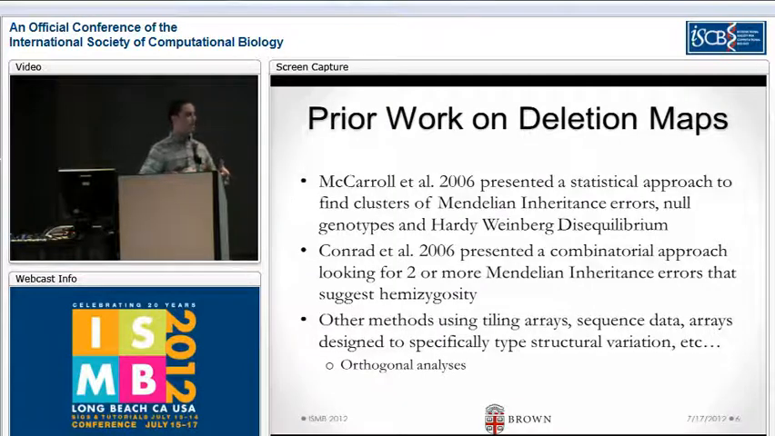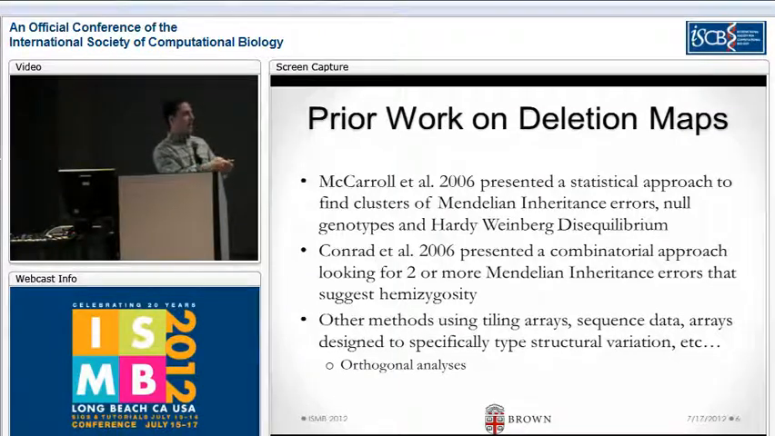There has been considerable work on deletion maps, so constructing the set of all deletions in genomes. In 2006, there were concurrent papers in Nature Genetics. McCarroll et al. presented a heuristic statistical approach to find clusters of Mendelian inheritance errors, null genotypes, and deviations from Hardy-Weinberg equilibrium. These three conditions would suggest that there was a deletion in that set of SNPs. Conrad et al. in 2006 presented a more combinatorial approach where they decomposed their data into specific Mendelian inheritance patterns, and they looked for 2 or more Mendelian inheritance errors in a single trio.